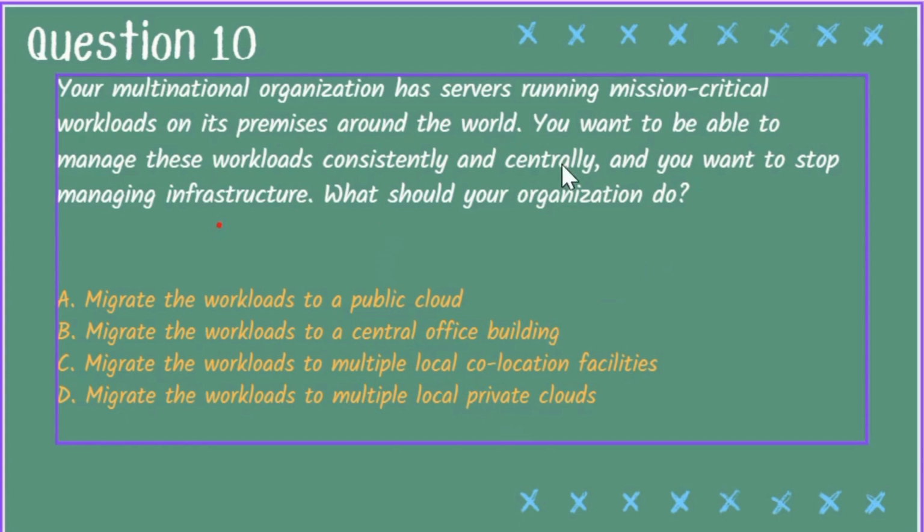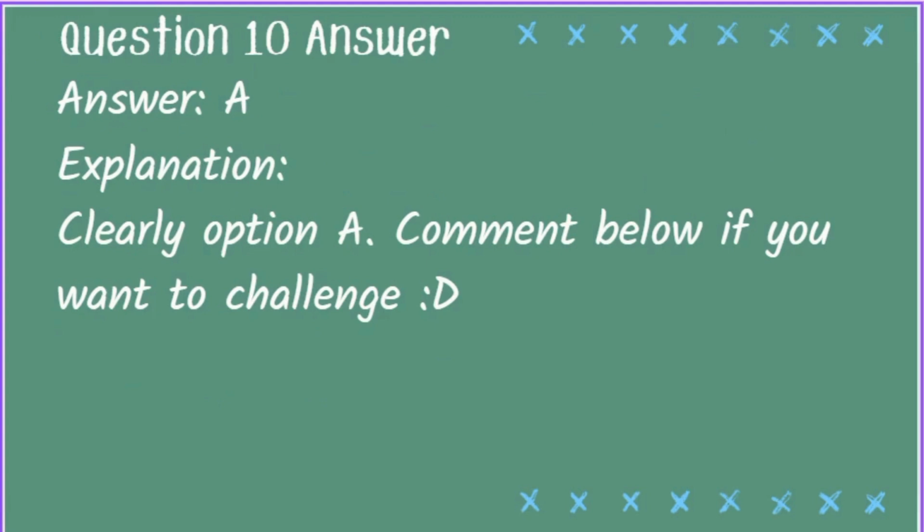So, first thing is, they're talking about you want to be able to manage these workloads consistently and centrally, and you want to stop managing the infrastructure. So, stop managing the infrastructure means option C and option D are ruled out. Option B is also ruled out. Actually, whether you move to central office or a remote office, if you're managing infrastructure, then it's a violation of this question. So only option A makes sense here. A quick look at the explanation.